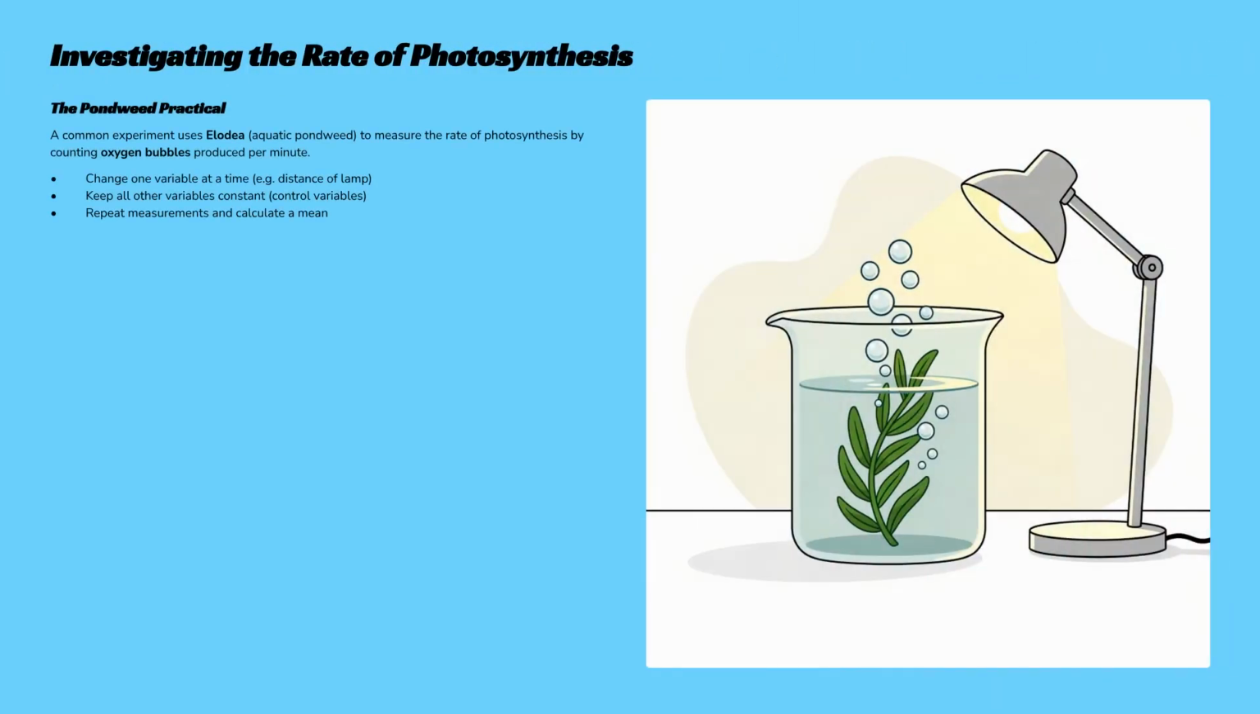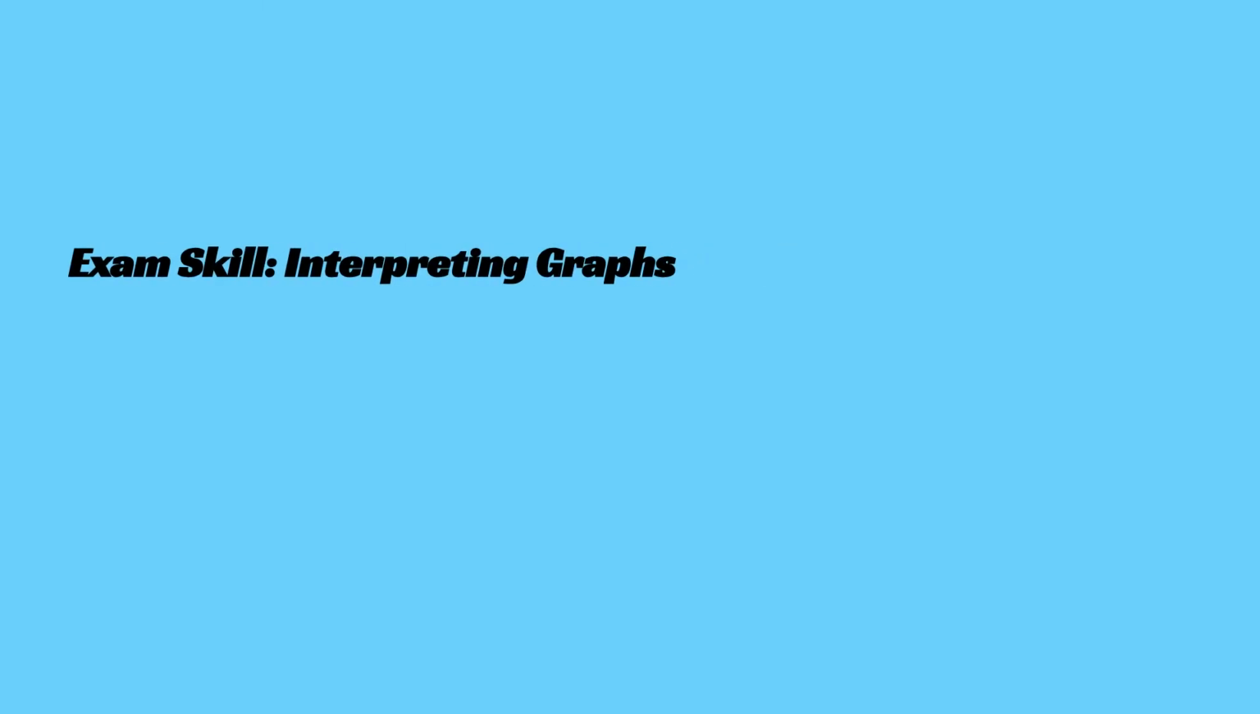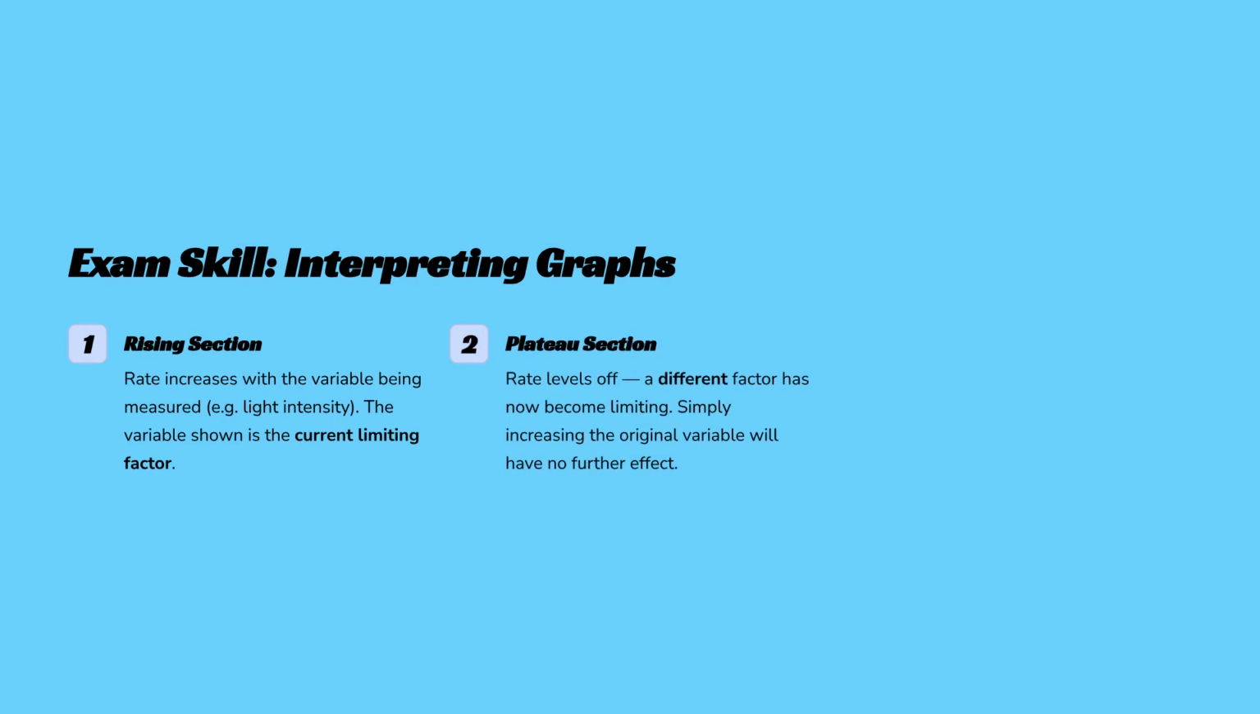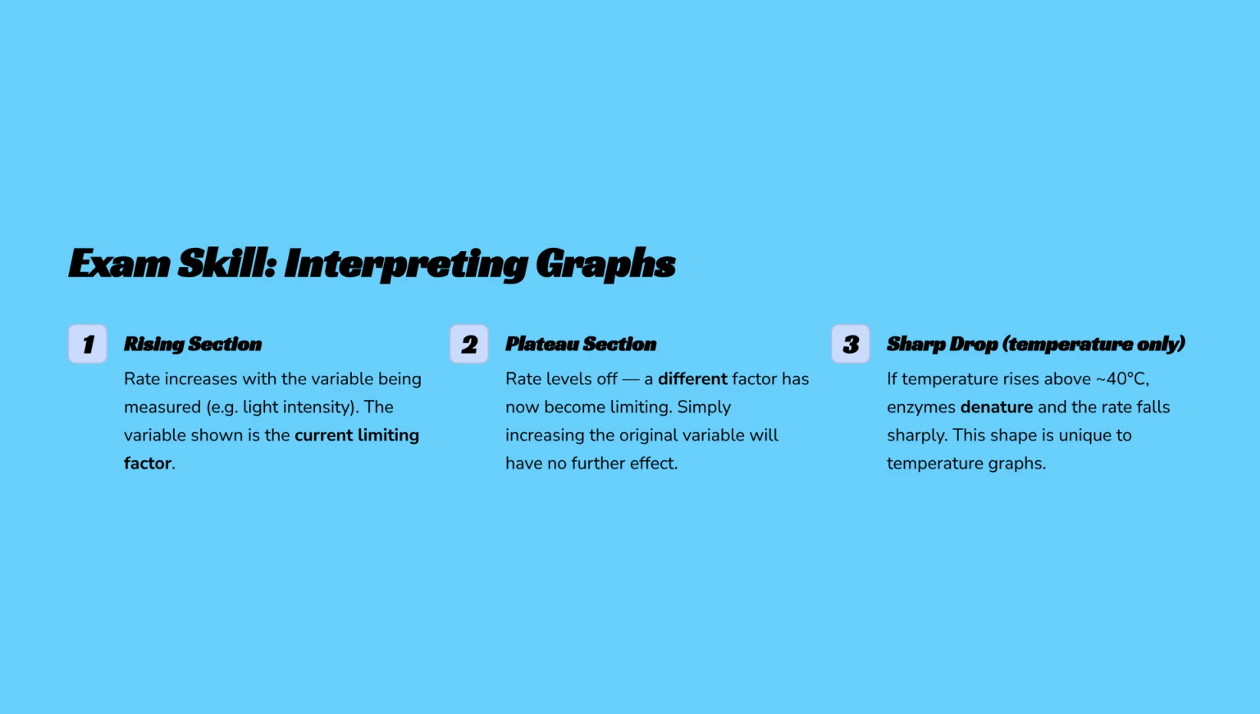Now let's look at investigating the rate of photosynthesis using the pondweed practical. We use aquatic pondweed, Elodea, to measure the rate by counting oxygen bubbles produced per minute. When interpreting graphs, a rising section means the variable is the limiting factor. A plateau means a different factor is now limiting the rate. For temperature, a sharp drop above 40 degrees Celsius indicates enzyme denaturation.